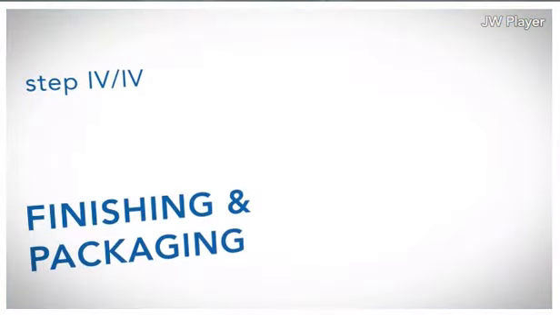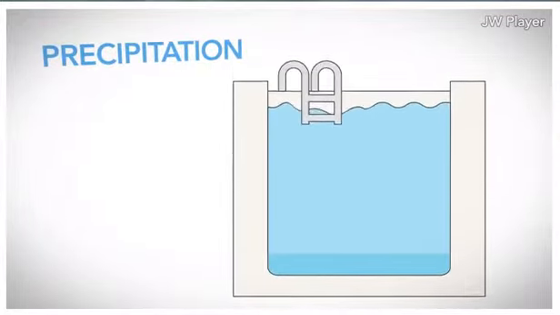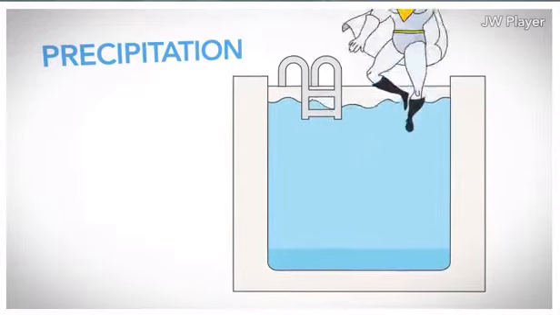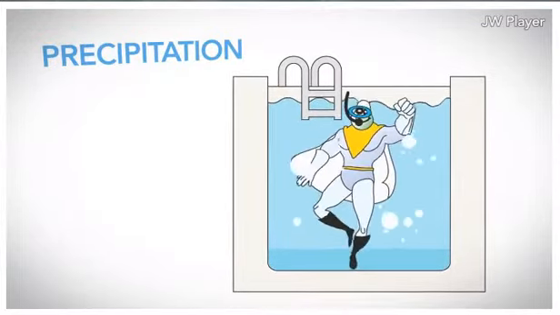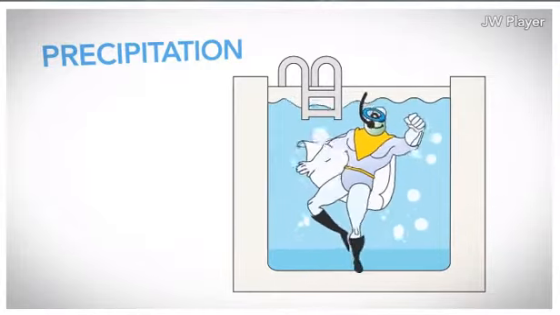Precipitation. The purified sodium hyaluronate solution is transferred to the precipitation vessel, neutralized with hydrochloric acid, and then precipitated by adding ethanol.